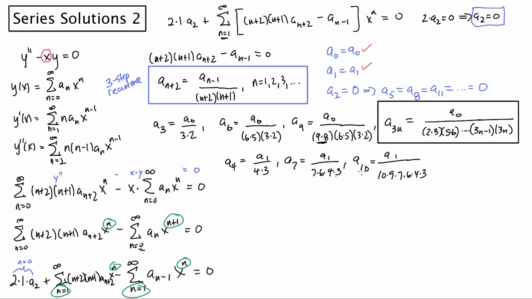Once again, I don't recognize this. In fact, if I was to find a_{3n+1}, these are all terms that are divisible by 3 with remainder 1, then you would have a1 over basically the same thing. We would start with 3 times 4, and in general the pattern is 3n and 3n plus 1.